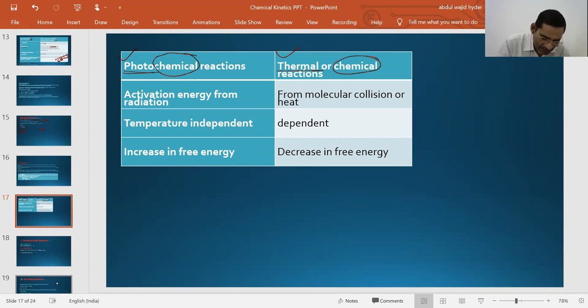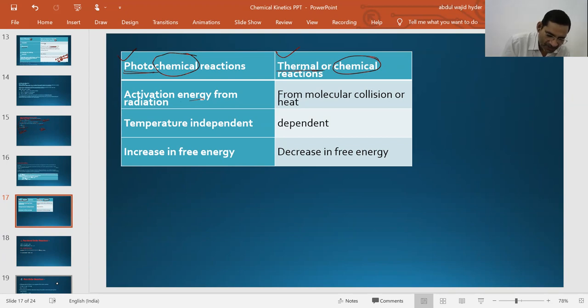Now, from where will you get energy, that is activation energy, for photochemical reaction? Activation energy means, suppose you want to purchase a car, and for that car, a certain value you have to pay, then only will you get that car. Like that, to start any chemical reaction, a certain minimum amount of energy will be required, and that energy is called activation energy.